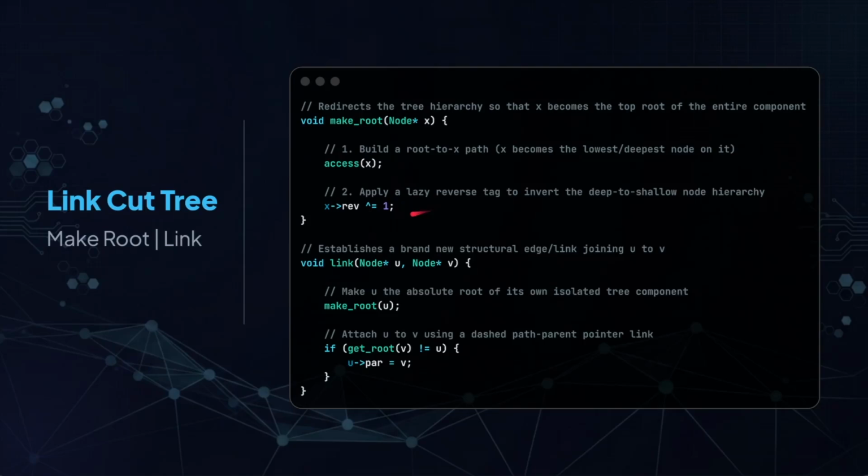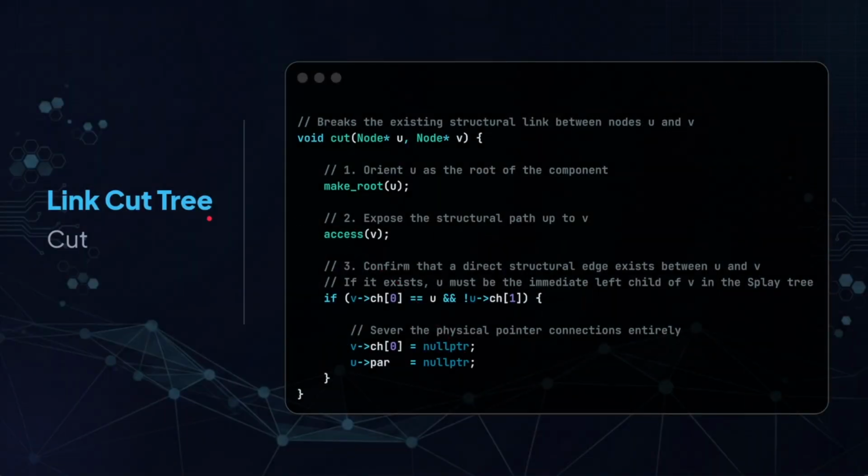Finally, Link connects two entirely independent trees by running MakeRoot on the first node and setting its parent pointer directly to the second node. To disconnect elements, Cut makes node U the root of the tree, runs access on V, and severs the link by clearing the parent pointer and the left child of V, which must be U. Just like the others, this operation directly inherits its clean logarithmic complexity from the underlying splay bounds.